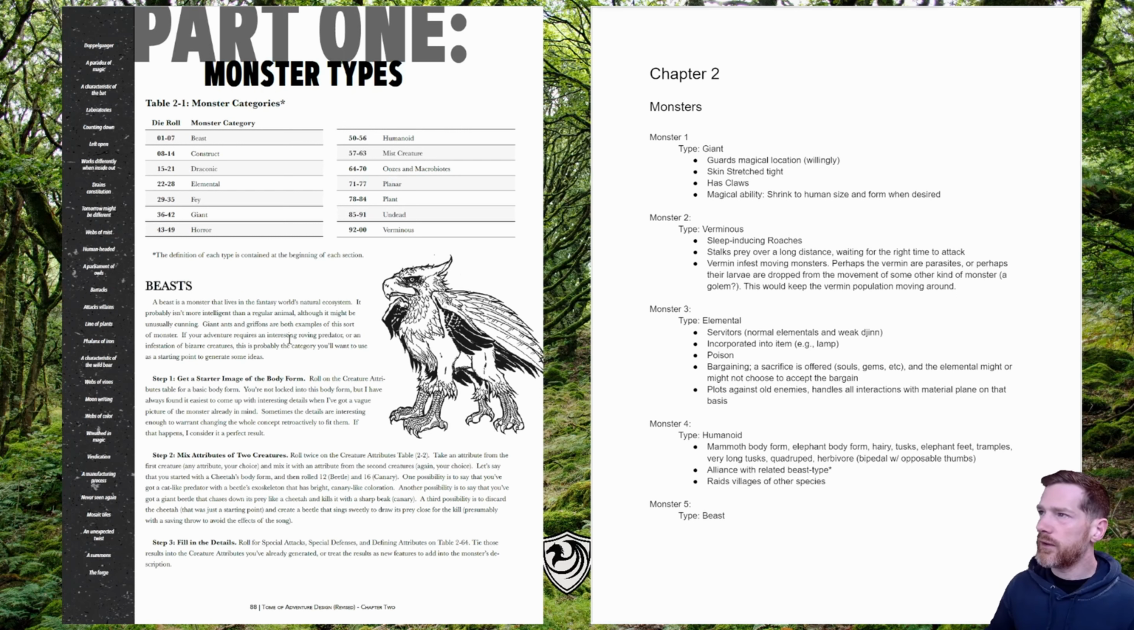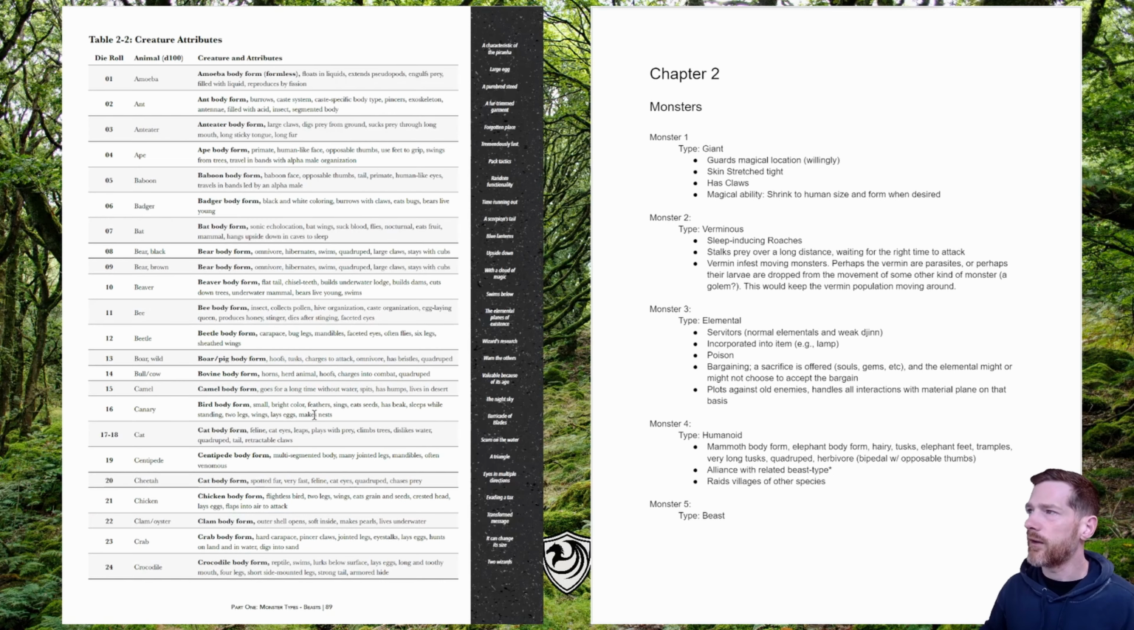We're going to move on to beasts. So with beasts, basically we're going to first get a starter image for the body type, then we're going to move on to mixing attributes of other creatures, and then we'll kind of play around with filling in details. The special attacks, defenses, and defining attributes, that's something that we will apply to each of these monster types in a moment. All right, so first up, we're going to roll to see what kind of animal this beast is. And this is going to be a baboon.